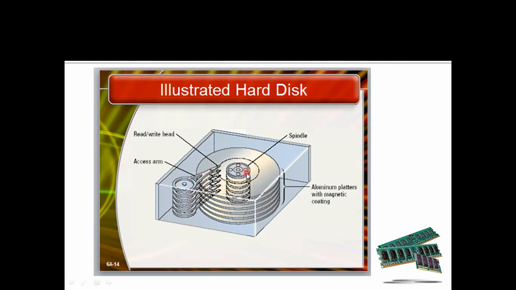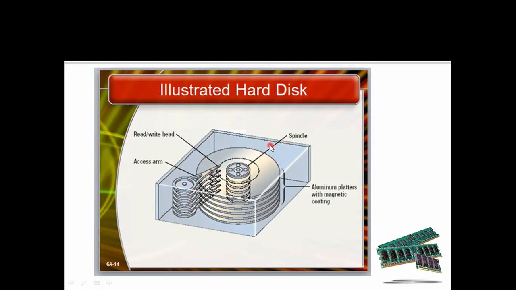This is the spindle, and this is rotated. Due to this rotation, the discs are also rotated. Here the read write head will be there. So whenever this disk is rotated, each part of this disk touches the read write head. That means whatever data is inside this disk will be read or written from this hard disk.